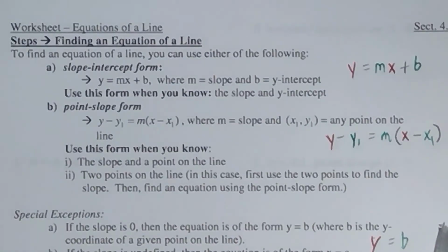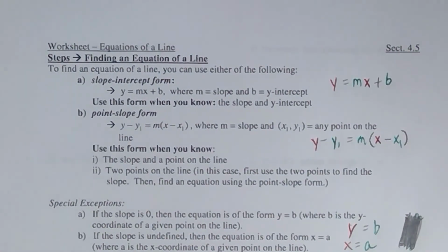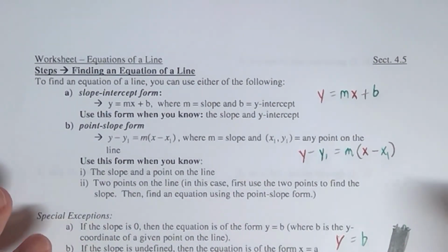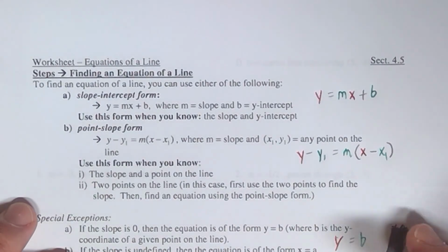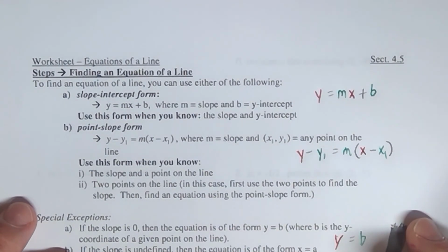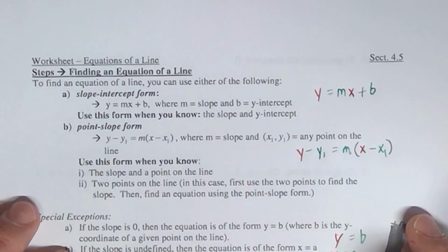Hello once again, Mr. Wakefield here with you, and we're getting towards the end of Chapter 4, 4.5 right now. We're going to be doing kind of the opposite of what we've been doing a lot throughout Chapter 4. Throughout a good portion of Chapter 4, we have been graphing an equation. In other words, the problem will give you an equation, and then they ask you to graph it.